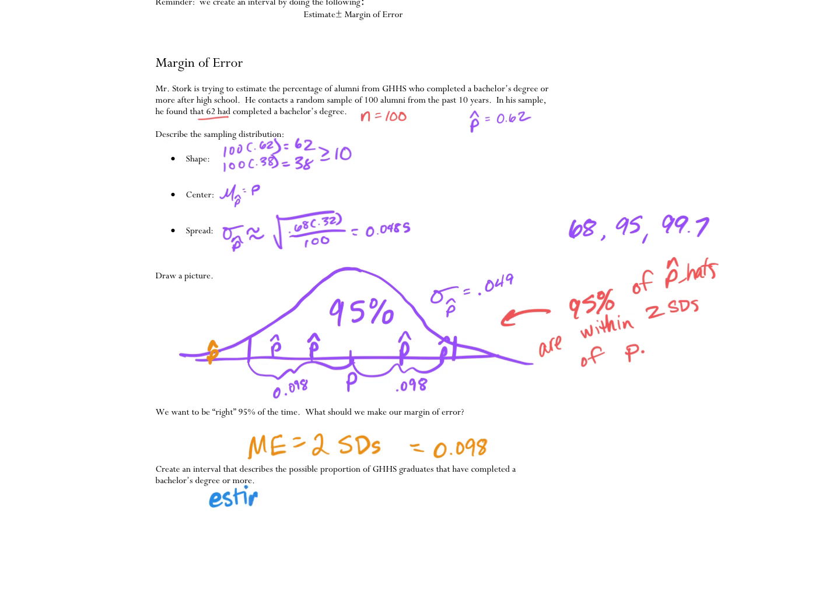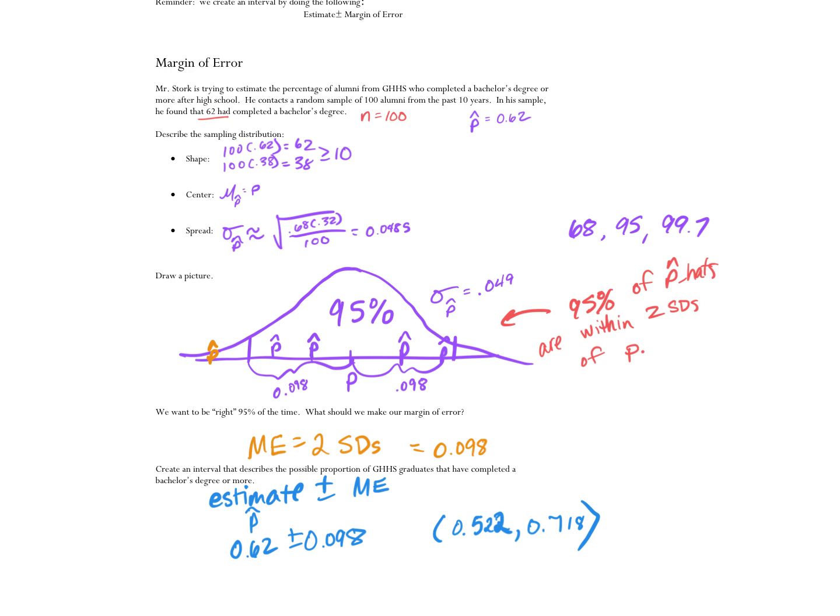So, let's go back to if I'm using 0.098 as my margin of error, and remember we do estimate plus or minus our margin of error, and our estimate is just going to be p hat, yes? Because that's our best estimate at the percent of the population. So I'm going to do 0.62 plus or minus the 0.098. Someone should check my arithmetic here. I'm pretty confident on the top half. It's the bottom half that is.